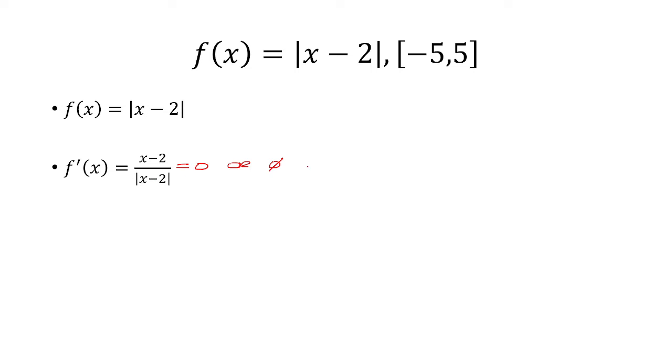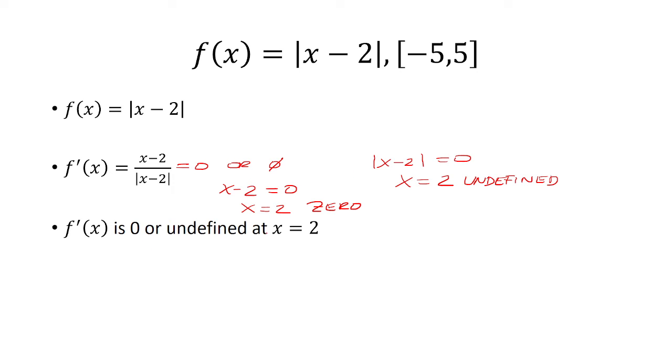Now notice that in order to see when it's undefined, you let the bottom equal to 0. So you let x minus 2 equal to 0. And clearly x equals 2. And then to see when the function is 0, we're going to multiply both sides by the absolute value of x minus 2, and we'll get that x equals 2. Now, technically, this would be a 0, but it turns out it's actually the point in which the derivative is undefined. Okay, so at x equals 2, regardless, it's going to be our critical point.